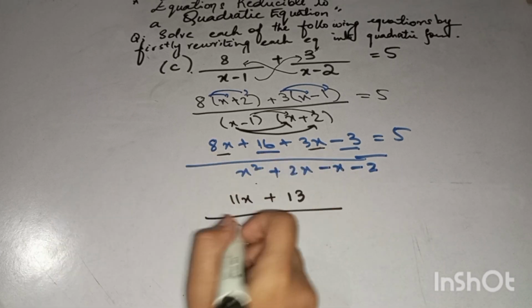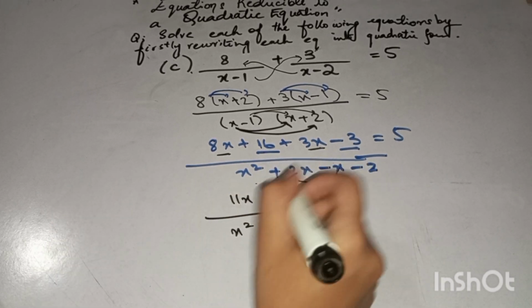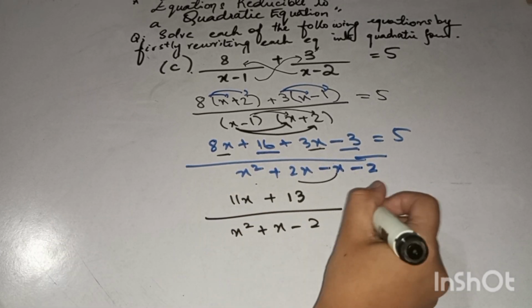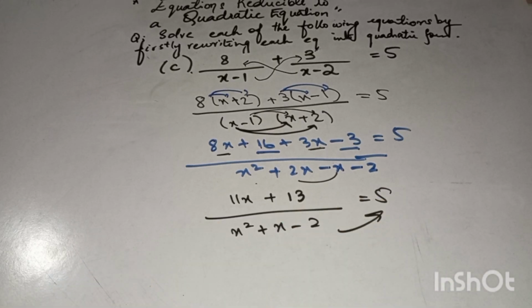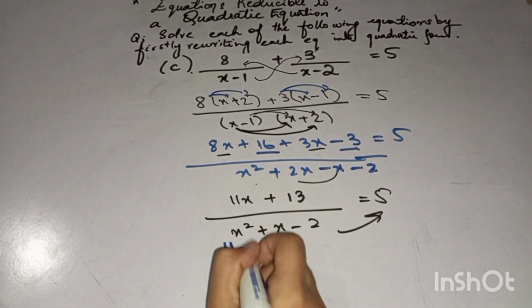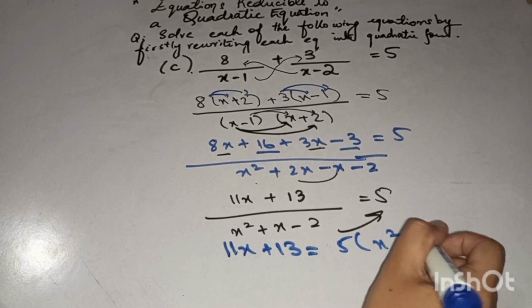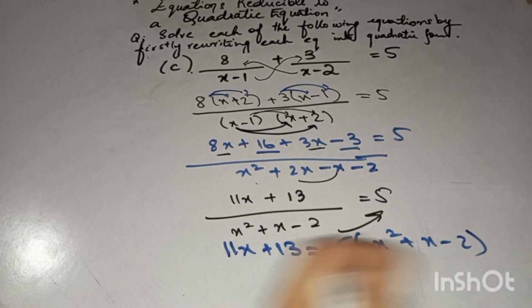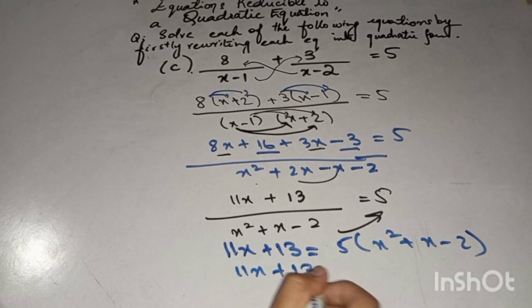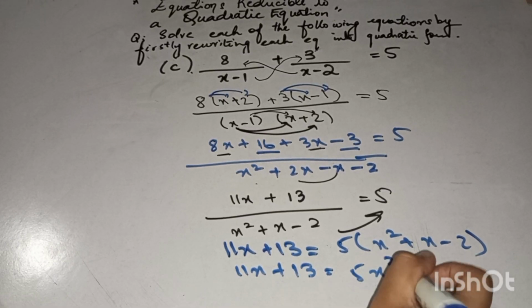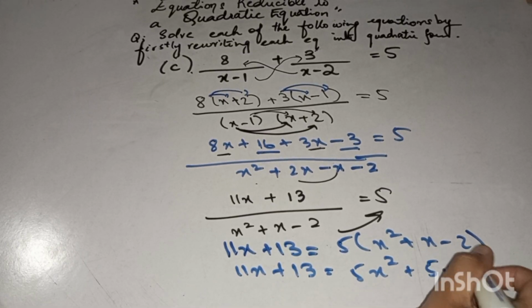Upon now x square, here see plus x minus 2 equals 5. We will take this to the other side and multiply, and this will be complete. So 5, you basically multiply with the whole denominator that you had and it will be 5x square plus 5x minus 2.